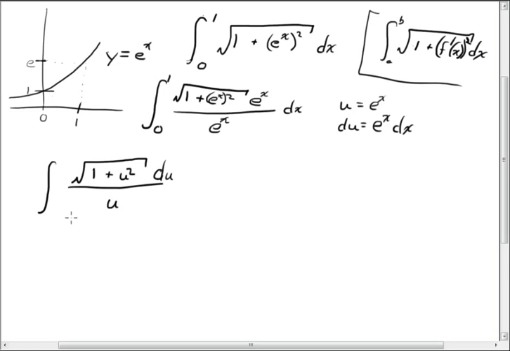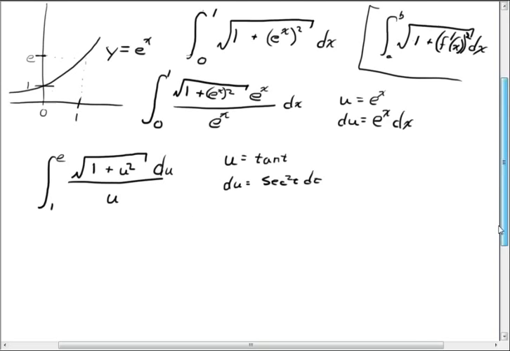Now we've got to change our limits of integration. e to the 0 is 1, and e to the 1 is e. So that's our limits of integration. Now this is a bit more of a solvable integral, because this looks like a trig sub. We have u squared plus 1, so this is the tangent trig sub. So u is equal to tangent t. du is equal to secant squared t dt.